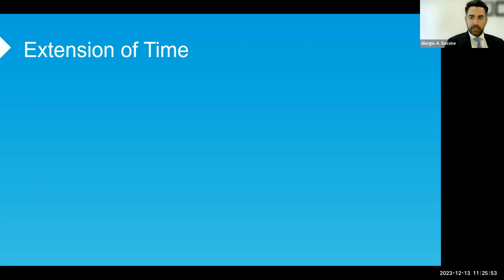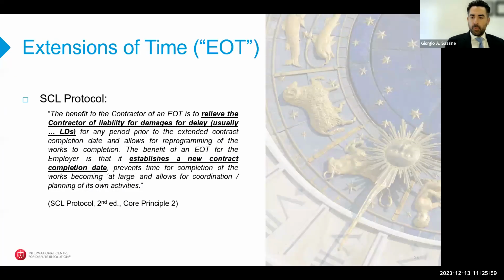Thank you so much, Matilde and Emily, for that introduction to Legal 101. So Emily, what is an extension of time? Well, as I'm sure you're all well aware, most construction contracts include an extension of time clause, which sets out the circumstances under which the contractor may be entitled to an extension of the time for completion.